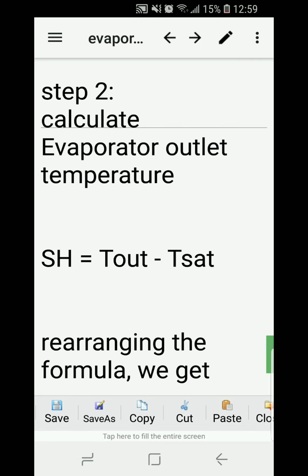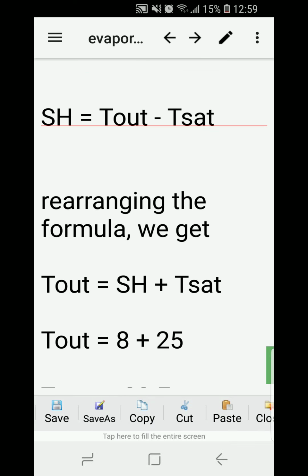So step 2 now is to calculate the evaporator outlet temperature. That's our working equation from the first problem, but we need to rearrange this formula because now we are calculating the outlet temperature of the evaporator. Rearranging the formula above, we get T out is equal to SH plus Tsat.